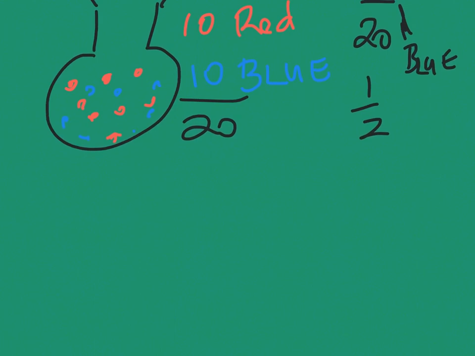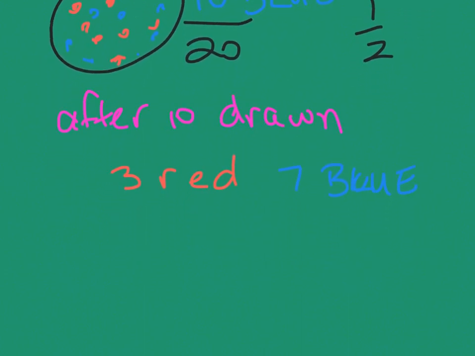But in the actual experiment, if we were to do it, we might find that after 10 draws, so we've pulled out a marble 10 times, we might actually get 3 red and 7 blue. Okay, because we've actually done the experiment. So before, theoretically, we'd get half, 1 in 2, but after we've actually done the experiment, it is 3 red, 7 blue.